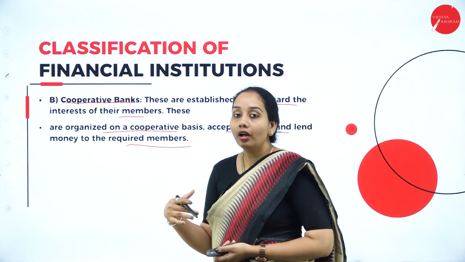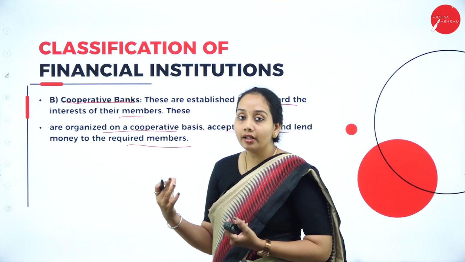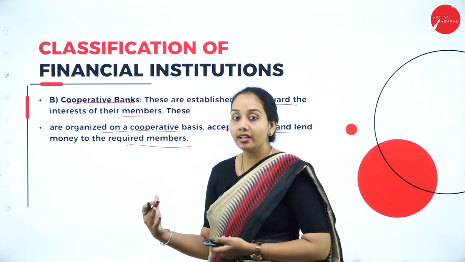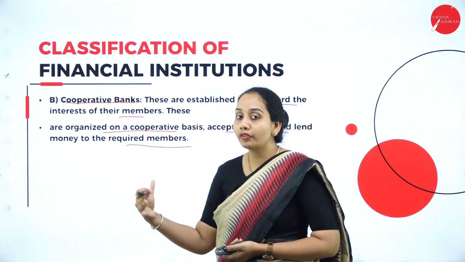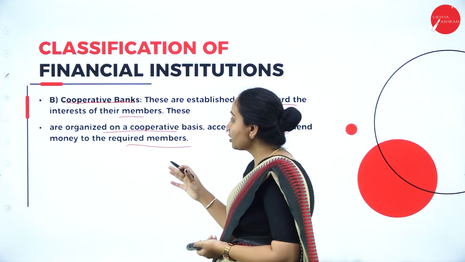Cooperative banks, like in Karnataka, we have the Karnataka Gramina Cooperative Bank. It is for the development of rural areas. It is there in rural areas of Karnataka as well as in the city areas of Karnataka. So its basic objective is what?